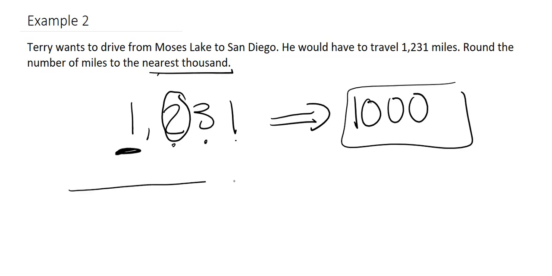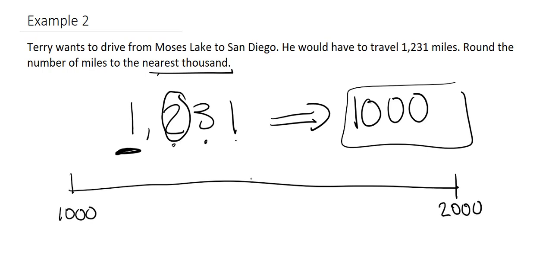Also, let's look at this visually. This is between 1,000 and 2,000. Then we have 1,500 in the middle. Notice this 1,231 is kind of right there. It's not exact, but we can visually see that 1,231 is closer to 1,000 than it is to 2,000. So we know we followed our rounding rules. Now let's look at another example.